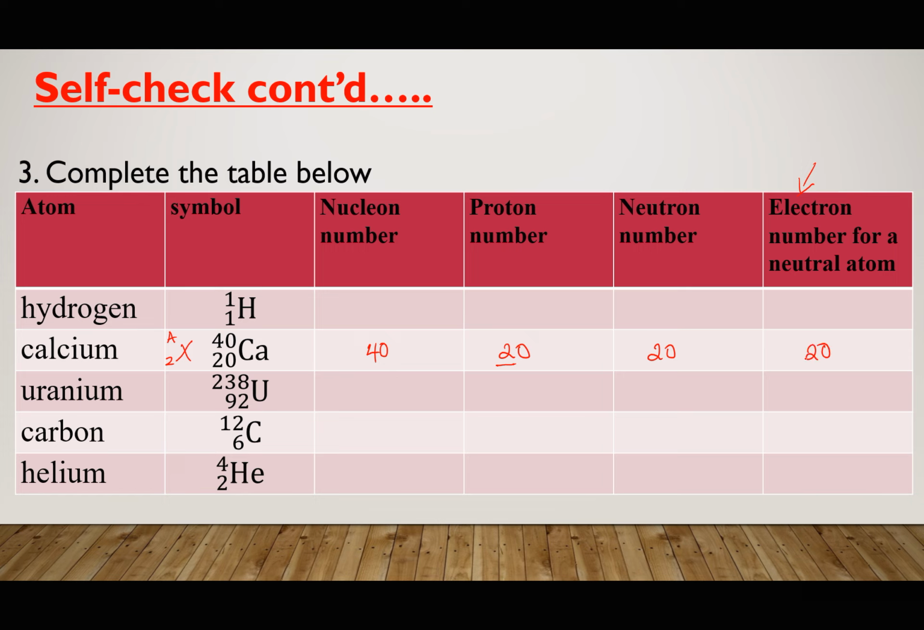Let's check hydrogen-1. Number of nucleons is 1. Number of protons is 1. Number of neutrons is 1 minus 1, which is 0. Because there is 1 proton, the number of electrons is going to be 1. So that is how we can complete this table. As an assignment, you can pause the video and try to complete the table just for practice.